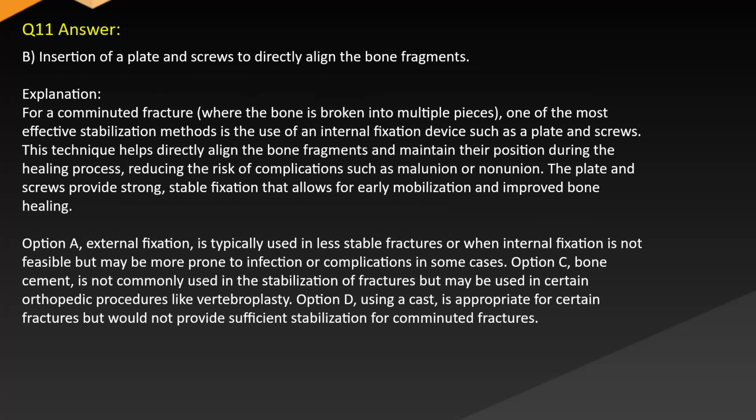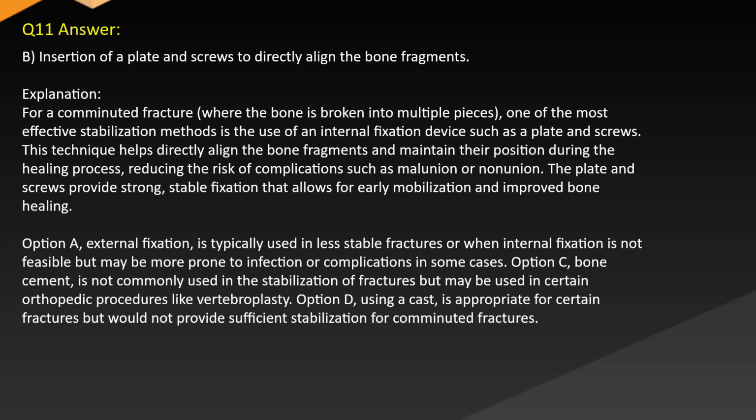Answer: B. Insertion of a plate and screws to directly align the bone fragments. Explanation: for a comminuted fracture where the bone is broken into multiple pieces, one of the most effective stabilization methods is the use of an internal fixation device such as a plate and screws. This technique helps directly align the bone fragments and maintain their position during the healing process, reducing the risk of complications such as malunion and non-union.